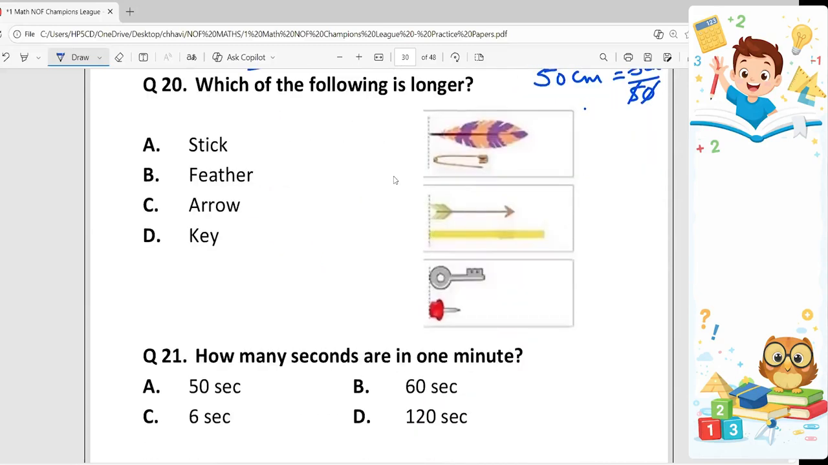20th. Which of the following is longer? Now what you can see is the longer is among these three pictures. Obviously, the stick is longer than all other things. So therefore, option A is the correct one.